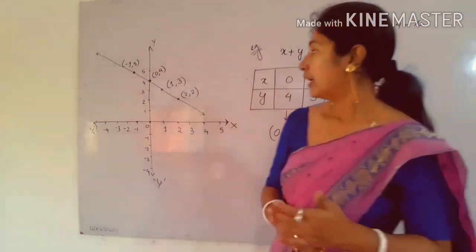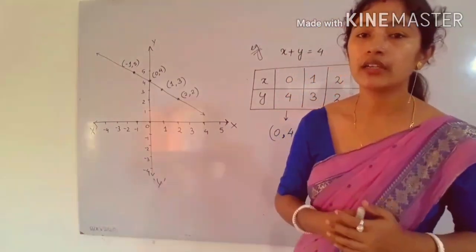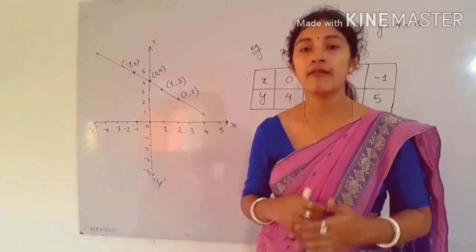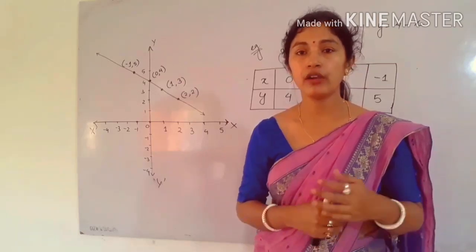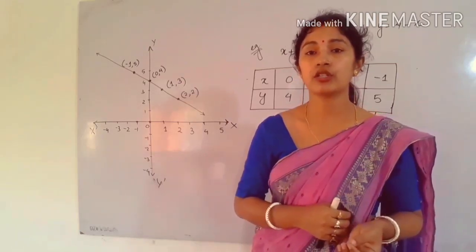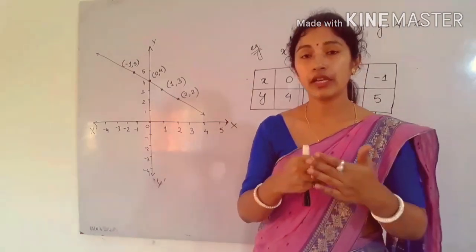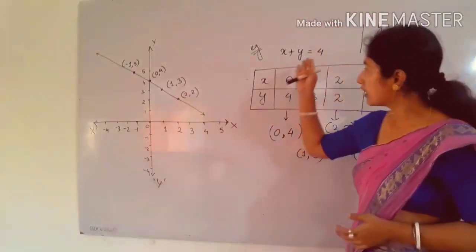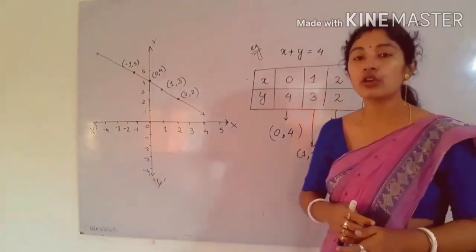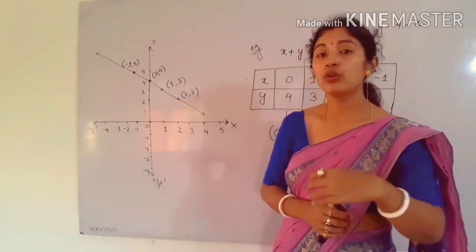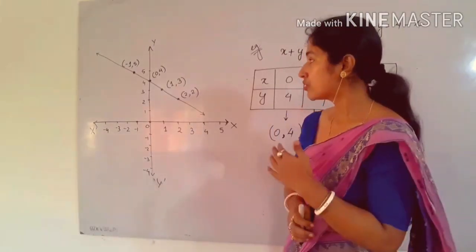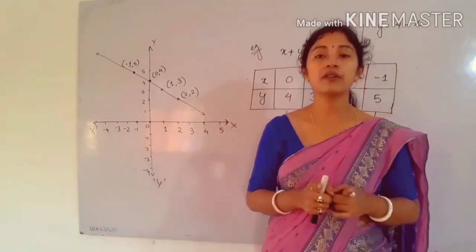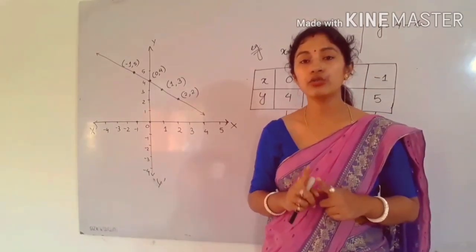So when you go in class 10, you will get a chapter. The name of the chapter is pair of linear equation in 2 variable. Here we are learning linear equation in 2 variable. There we will get pair of linear equation in 2 variable. That means we will get two equations, like here we are getting only one equation. Two different linear equations. So see, if one linear equation represents one straight line, then two linear equations represent how many straight lines? It will represent 2 straight lines.